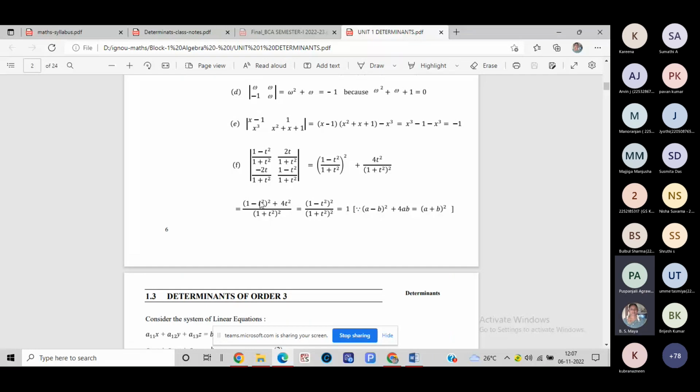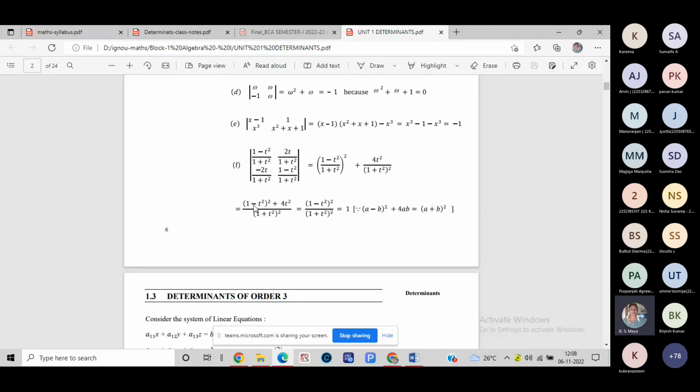Clear? Yes, ma'am. Then apply the a minus b whole square formula. See, instead of applying a minus b whole square, there is an option. You can observe this one: a minus b whole square plus 4ab can be written as a plus b whole square, since the minus 2ab and plus 2ab cancel together. Now a is 1, t is b, and 4ab is 4t square. Clear?